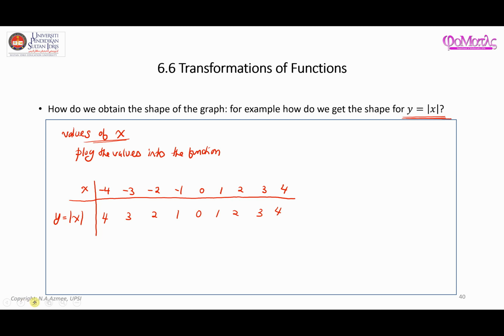And based on that, you can construct the graph. So this may be your simple sketching of the shape of the graph. Even though it's just a simple sketch, try to stick to the scale as much as you can. So this could be 1, 2, 3, 4, -1, -2, -3, -4. This could be 1, 2, 3, 4.